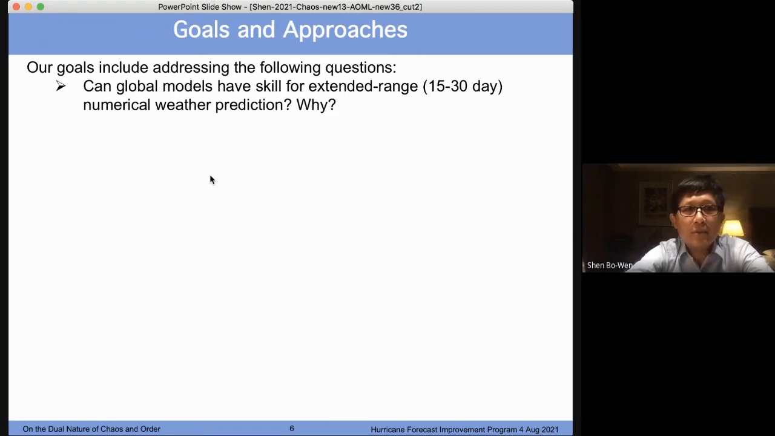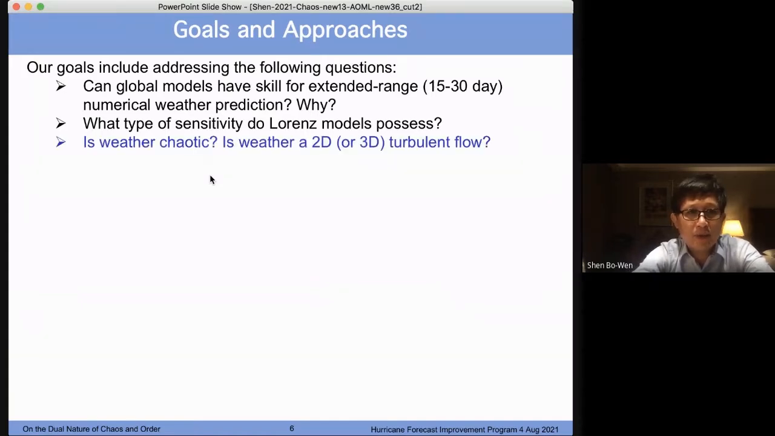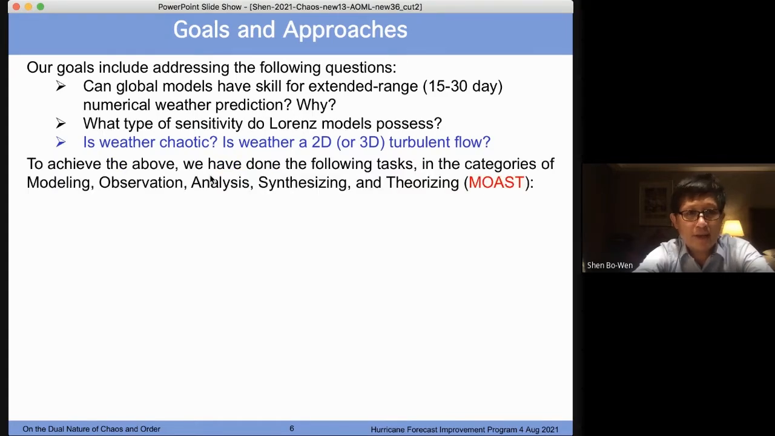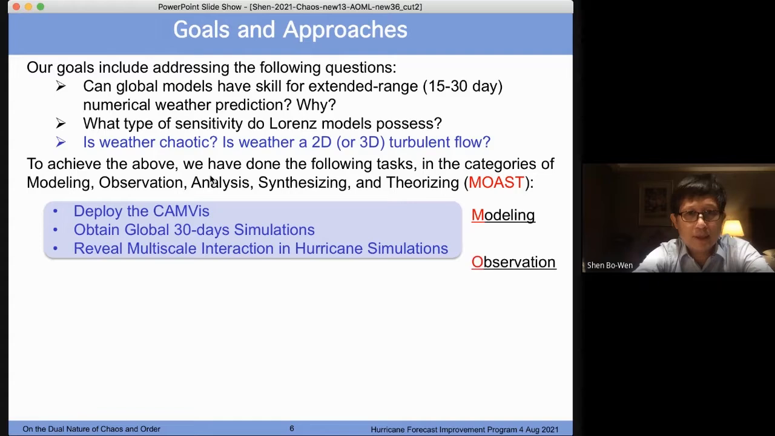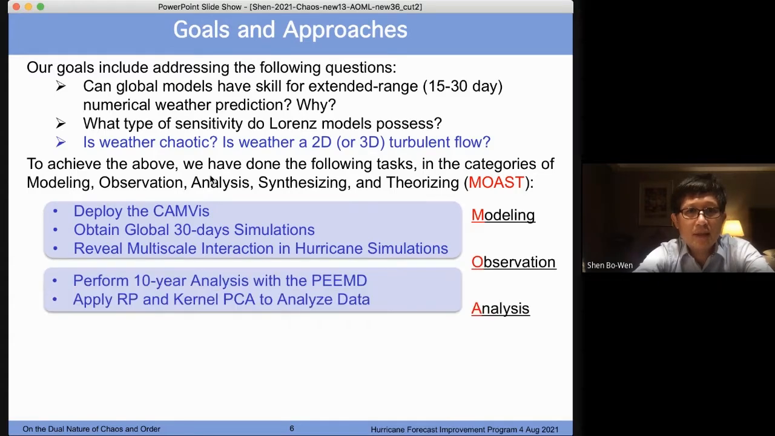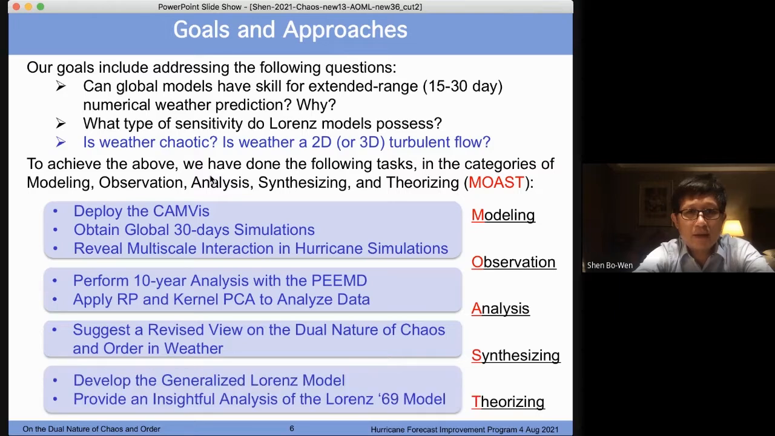Since then, we started thinking about whether and how high-resolution models can have skill at extended-range time scales. Gradually, we realized we need to address the following questions, including what type of sensitivity do those models possess? Is weather chaotic? Is weather 2D or 3D turbulent flows? To achieve the above, during the past 10 years, we have done the following activities in the categories of modeling, observation, analysis, synthesizing, and theorizing, which is referred to as MOST. Today, we are going to provide a review on some of these.